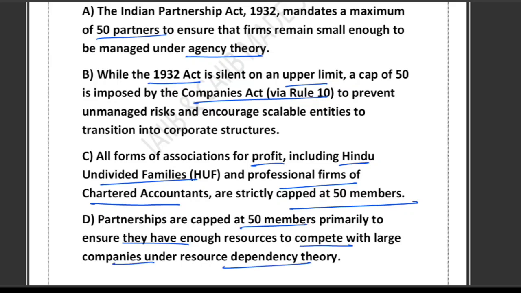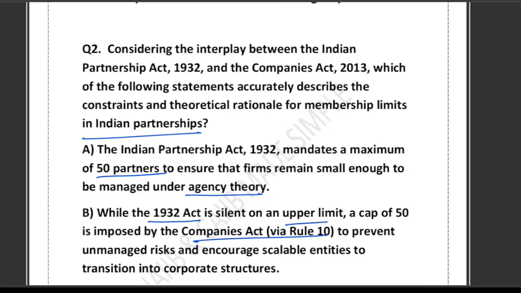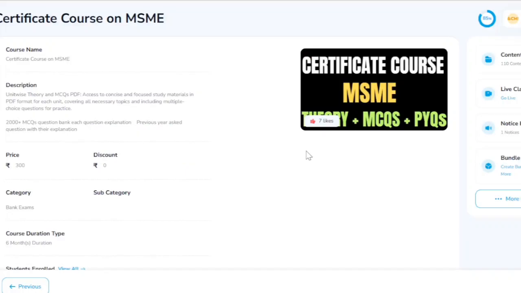So this question is testing two things. Which law fixes the maximum number of partners in an Indian partnership? Right, which law fixes it?